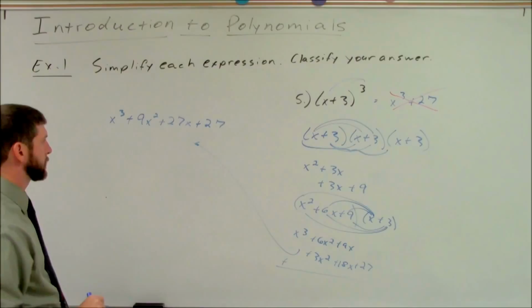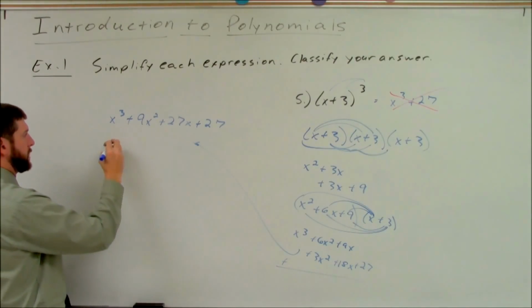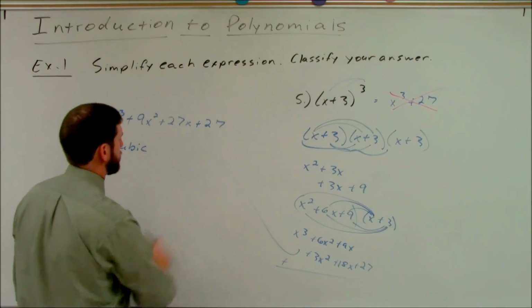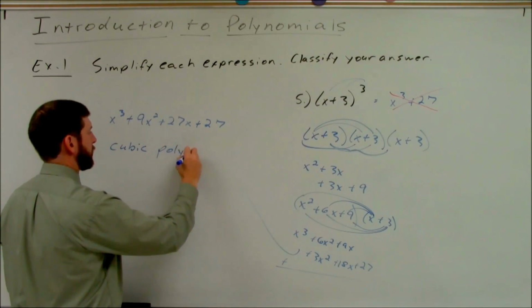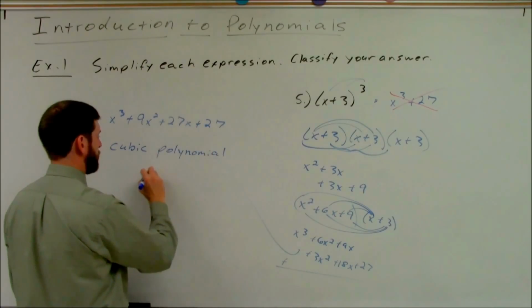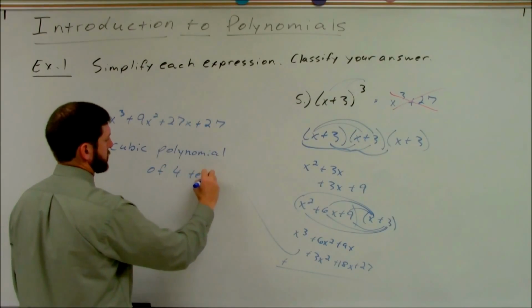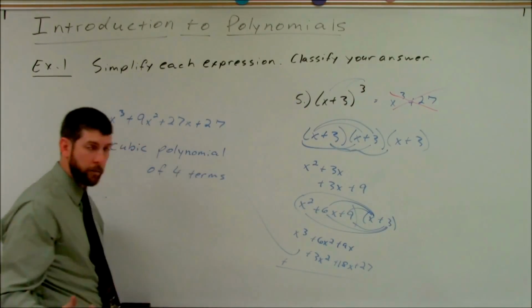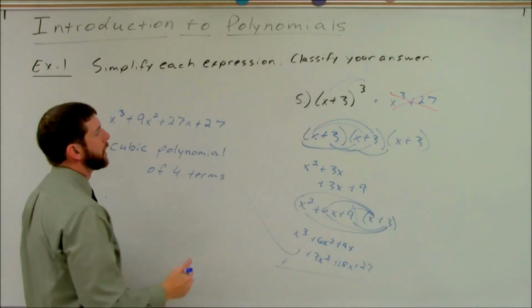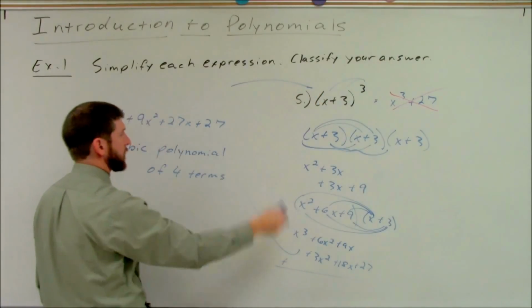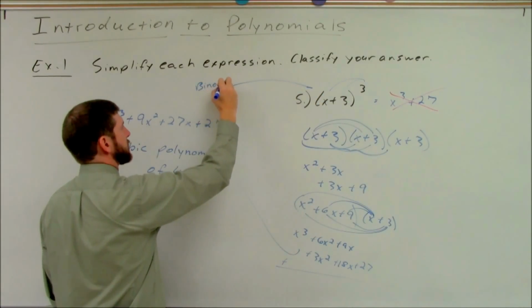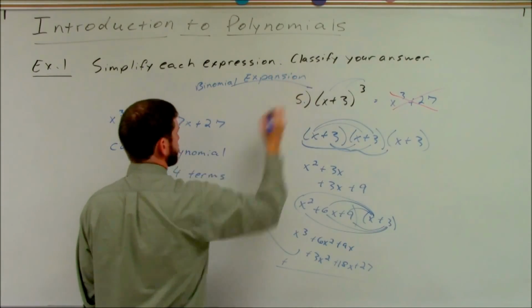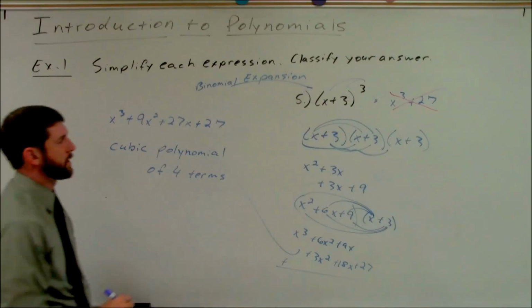Classify it, number of terms, by degree first. Degree is a 3, so it's cubic. And then there are 4 terms, so it's a cubic polynomial of 4 terms. We also call this right here, that's a binomial. X plus 3 to the third power is a binomial. We also sometimes call this process binomial expansion.